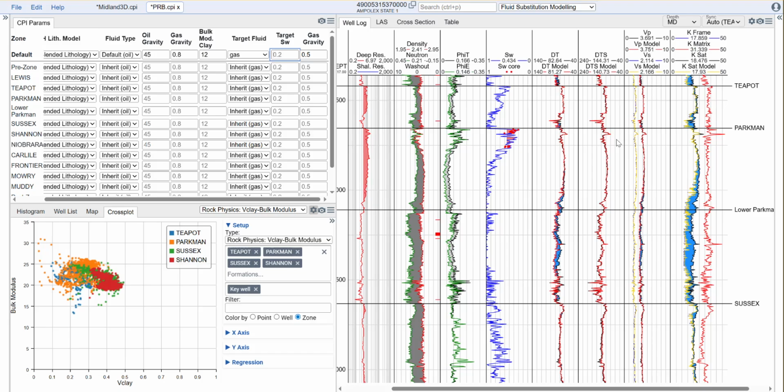And this will give us a clue on whether or not, when we're looking at our seismic data, we would expect to see any type of change in amplitudes, for example.